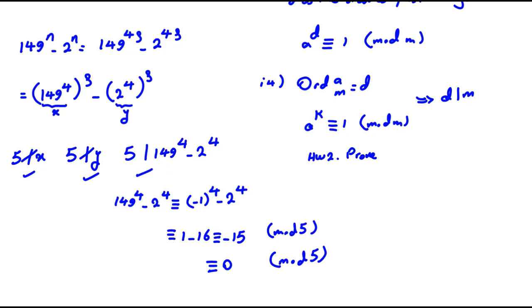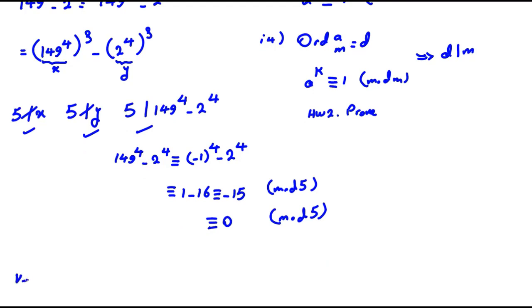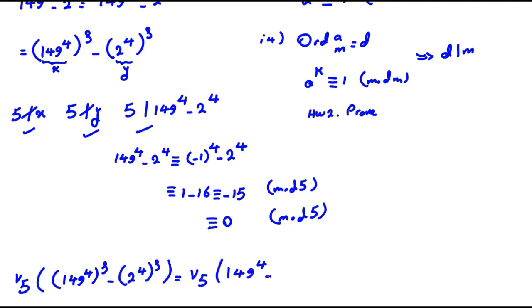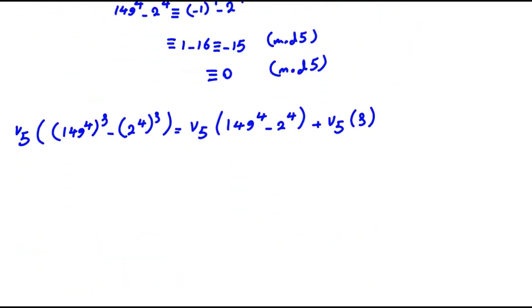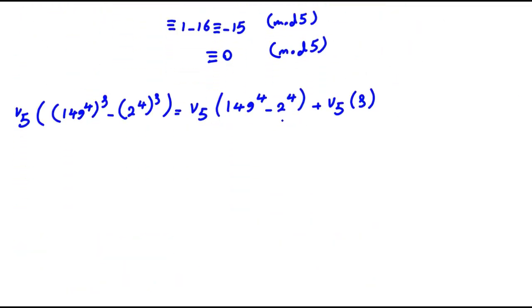This is x minus 1. Now we can apply LTE. V5 of 149 to the 4 to the s minus 2 to the 4 to the s equals V5 of 149 to the 4 minus 2 to the 4 plus V5 of s. Okay? So let's calculate this one first. V5 of this. Pause the video and try this part first on your own.